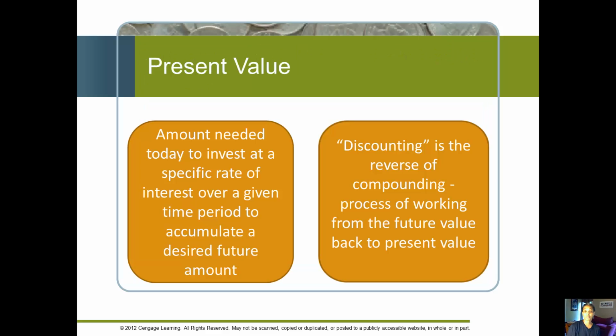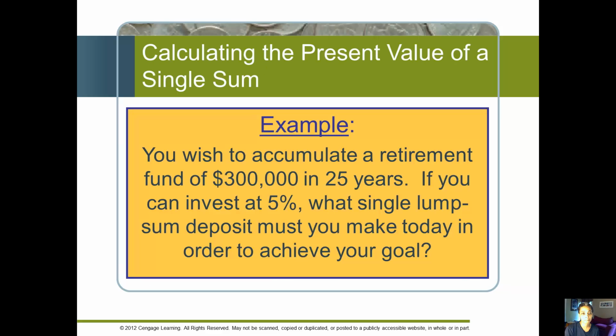Now let's switch to present value. So present value is the amount that we need to invest today at a specific interest rate over a certain period of time if we want it to grow to some target future amount. So when we're calculating a present value, we're discounting, because remember, future value was compounding. So here's an example of present value.